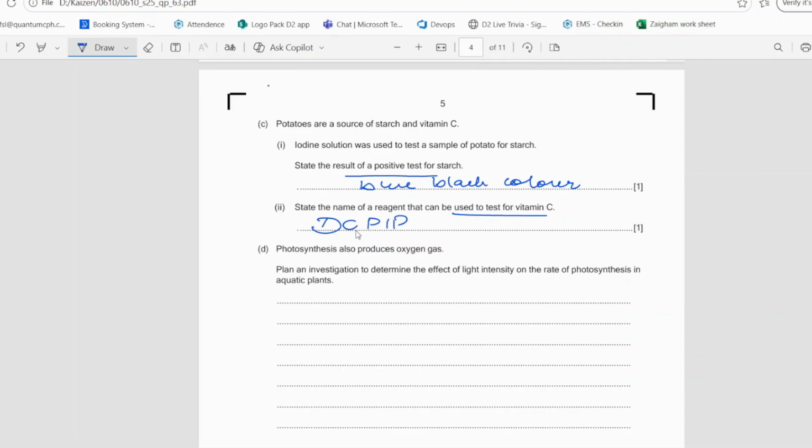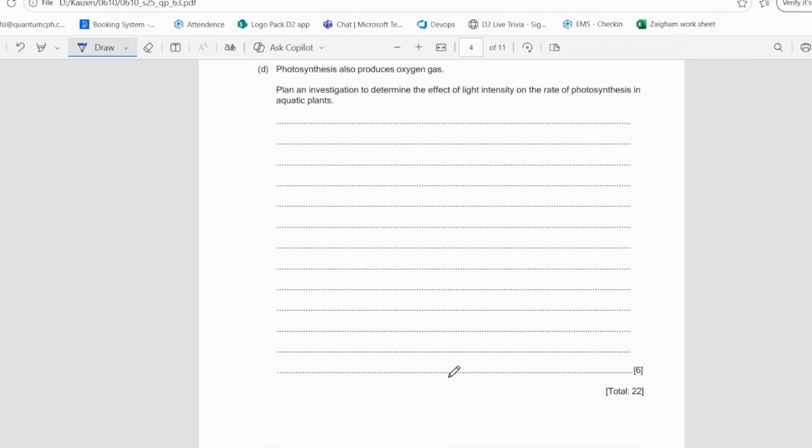Photosynthesis also produces oxygen gas. Plan an investigation to check the effect of light intensity on the rate of photosynthesis in an aquatic plant. This is the simplest question so far. So the very first thing, you need to give the variables, and then you need to give the method, and then the constants, and then the repetition. Okay, start now.